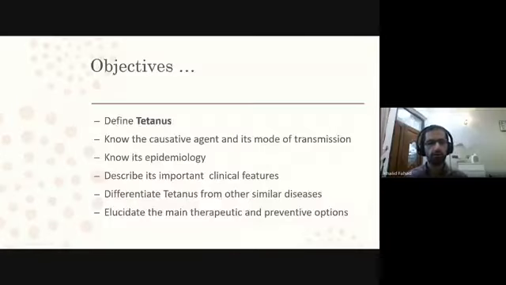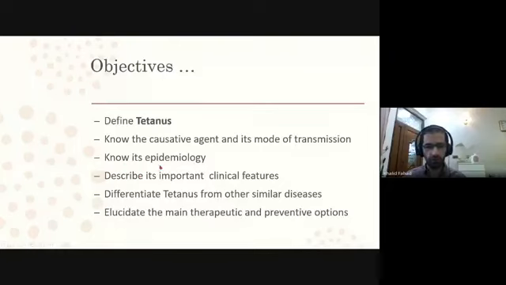Tetanus. So the main objectives of my lecture are to define tetanus, and know the causative agent and its mode of transmission. This is important in every topic in infectious disease. You have to know the causative agent. For example, is it bacterial, viral, fungal, parasitic, etc. And very important, its mode of transmission.